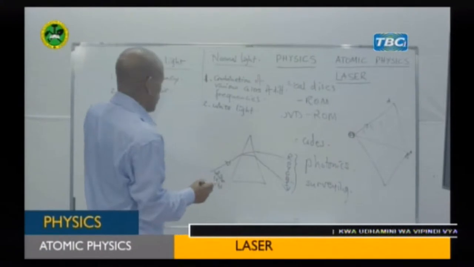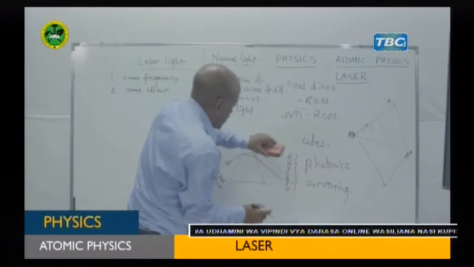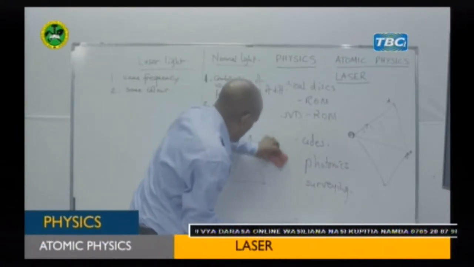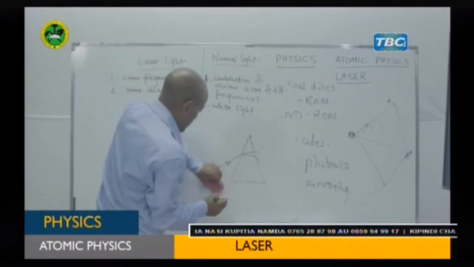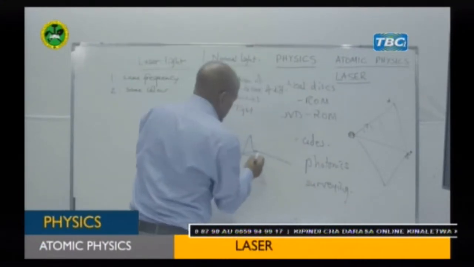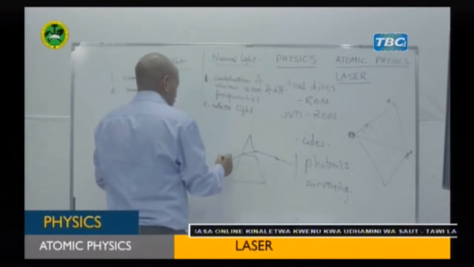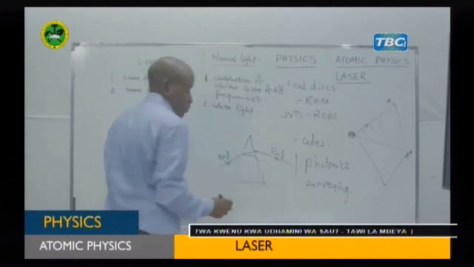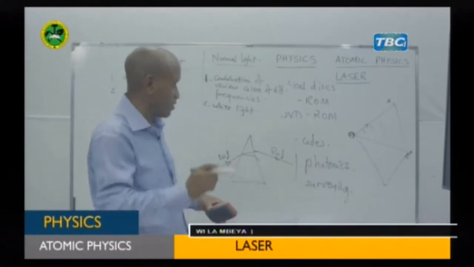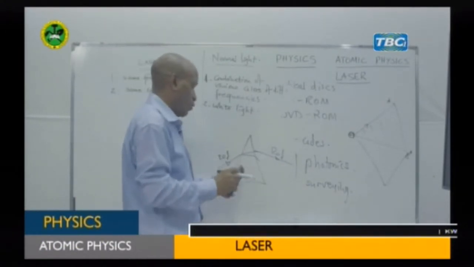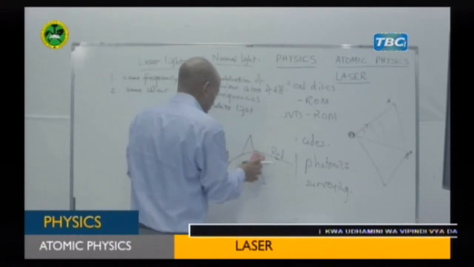But if I use a laser light, there is no such formation of these colors. If a laser light comes this way, you'll just have a single light. If it is red, you'll have red there, because a red color is a light of the same frequency and the same wavelength, and there is no way you can have dispersion of a single colored light, just like a laser.